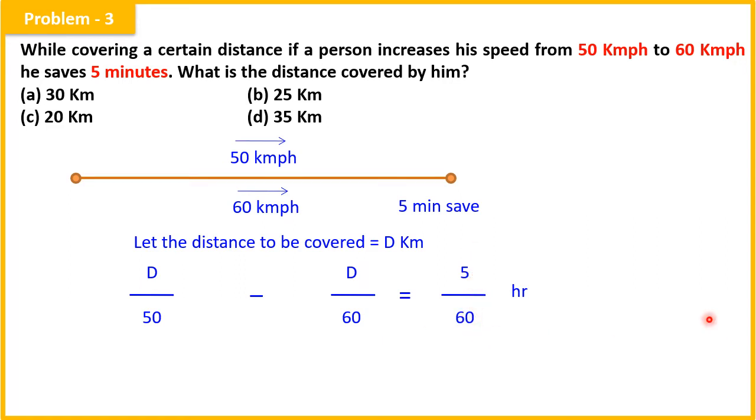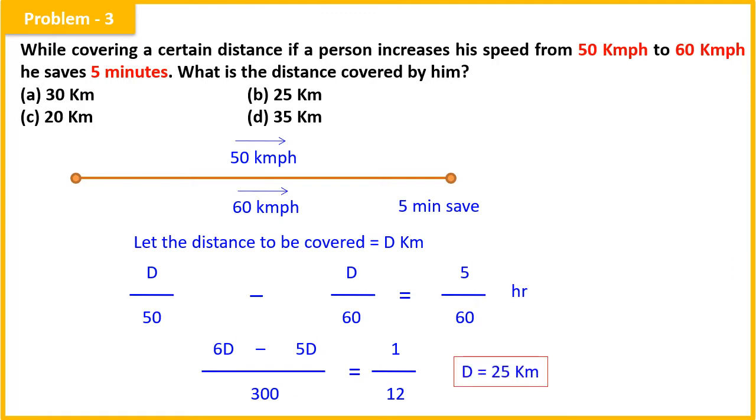Now simplifying this equation by taking the LCM of 50 and 60 as 300, we can calculate d, which comes out to be 25 kilometers. Option B.